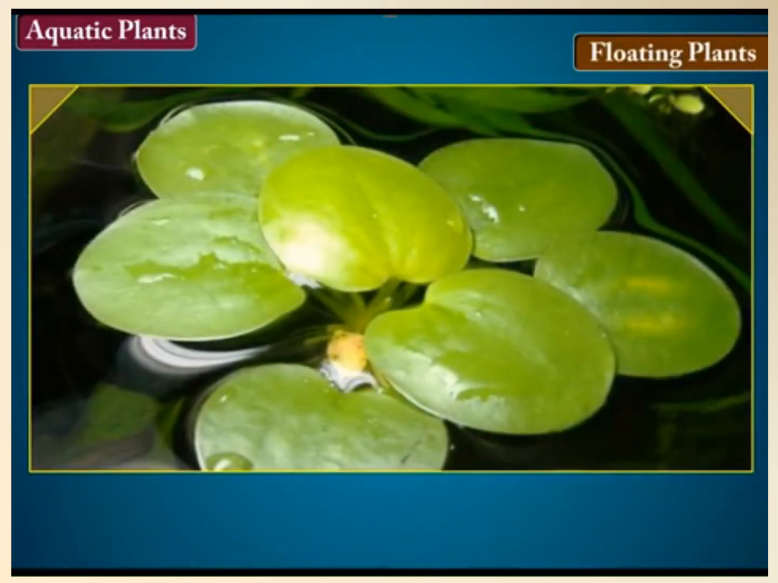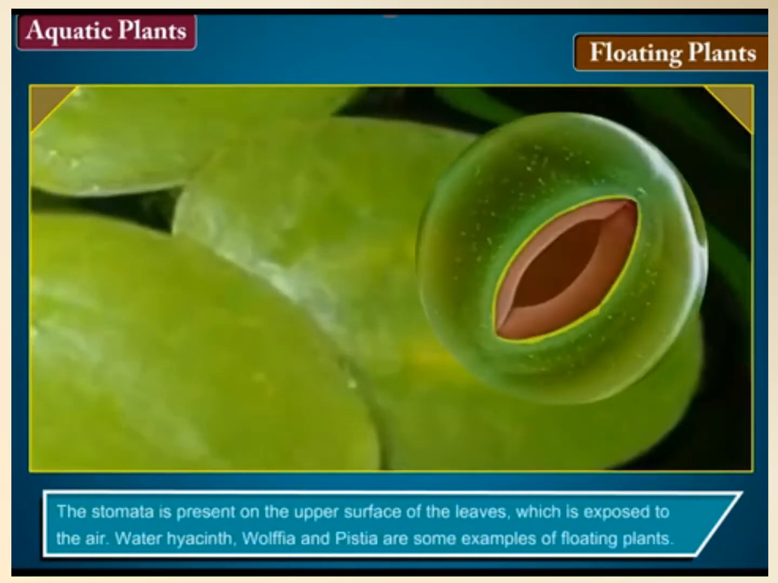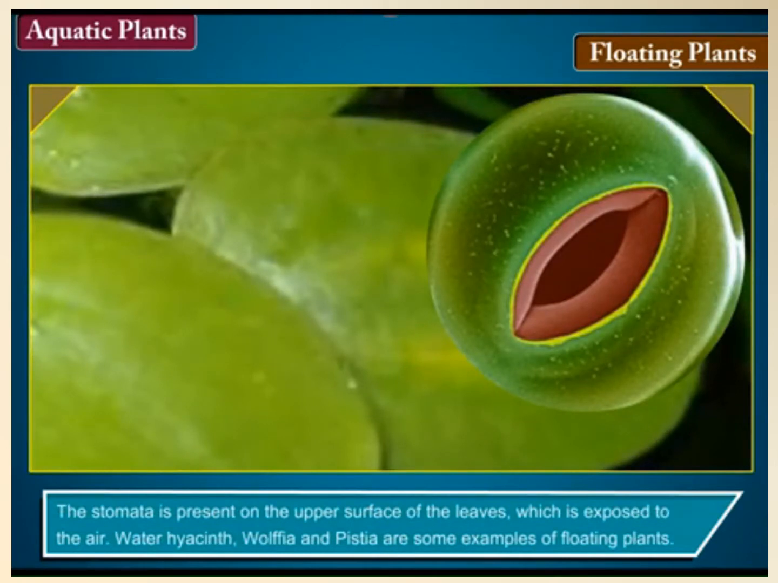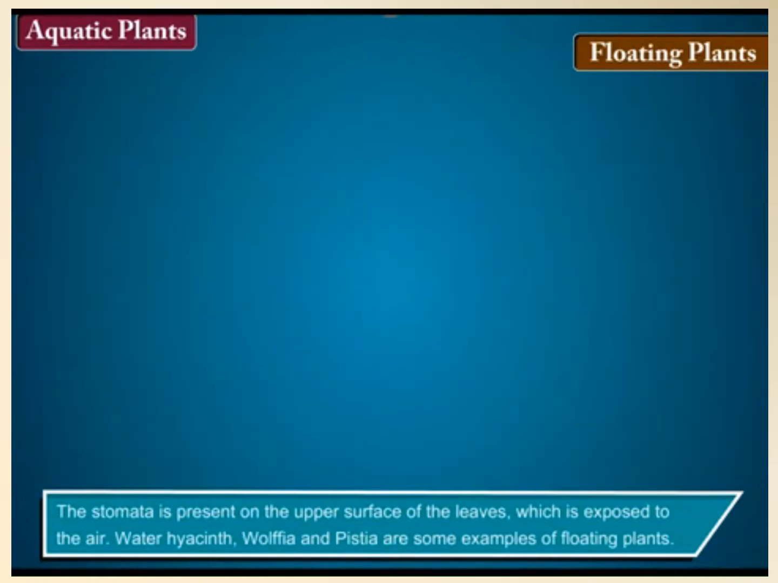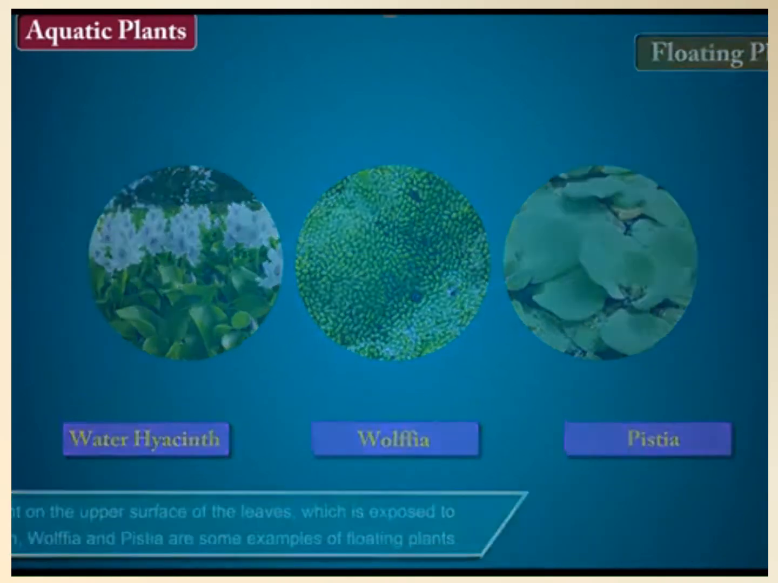Floating plants. Floating plants have spongy bodies filled with water. This spongy body makes them light and enable them to float freely in ponds and lakes. The stomata is present on the upper surface of the leaves, which is exposed to the air. Water hyacinth, wolfia, and pistia are some examples of floating plants.